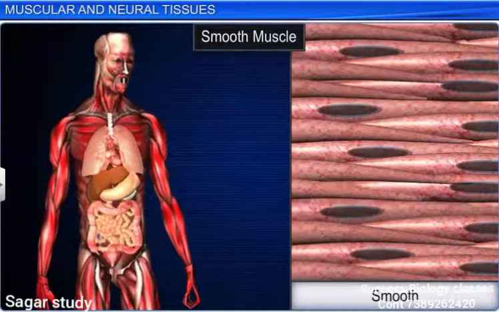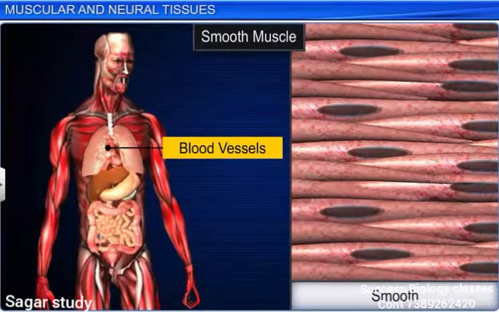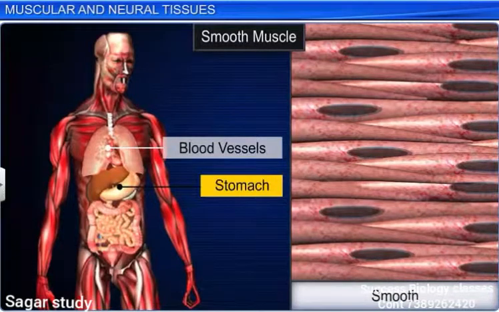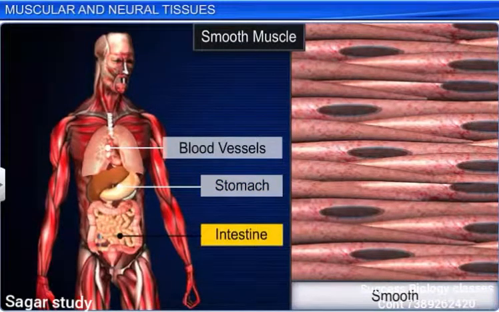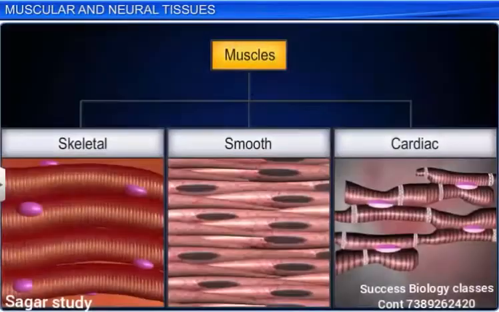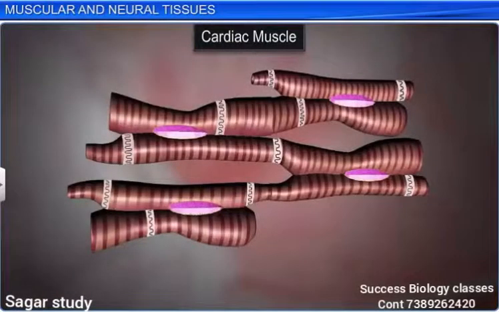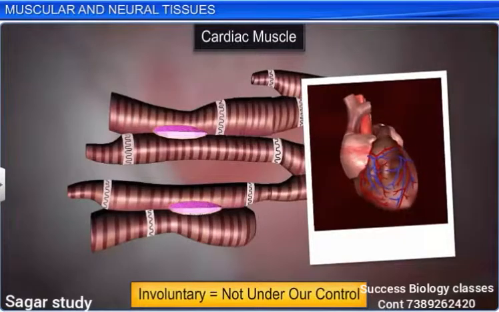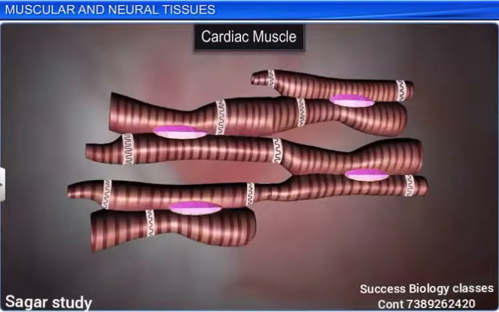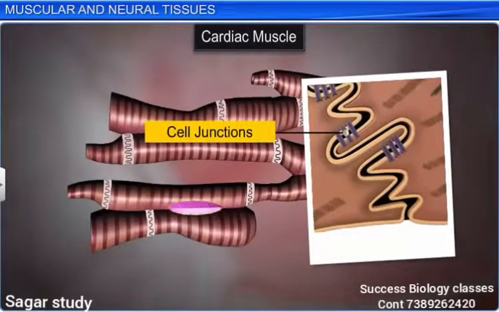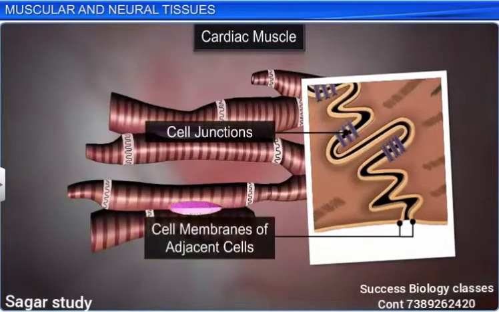These muscles are found in the walls of internal organs such as the blood vessels, stomach, and intestine. The last type of muscle tissue is the cardiac muscle, which is a contractile, involuntary muscle found only in the heart. In these cells, the cell junctions fuse the plasma membranes and hold them together.